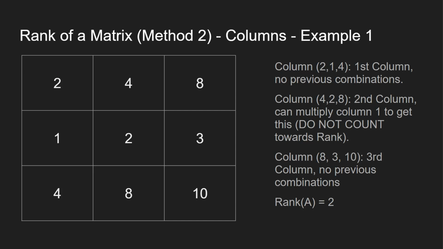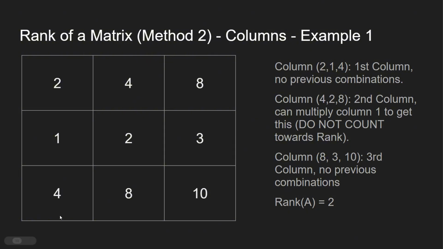Now let's talk about how we can take a look at either the columns or rows. We're going to start off with columns. Automatically, when we start off with this manual example, we're going to count this as 1, right? The only exception is if this would be 0, 0, 0.